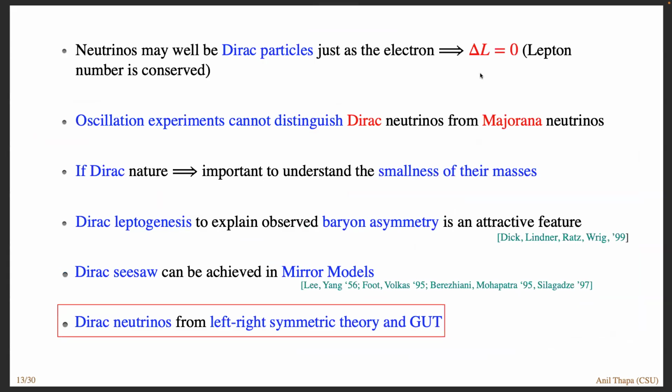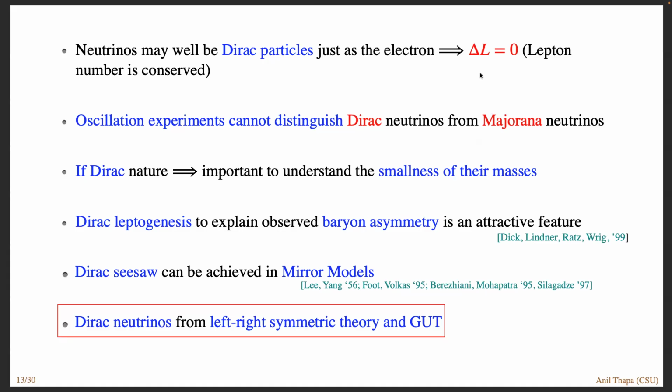The question is, of course, what if neutrinos are Dirac? Whatever I just talked about is not available anymore. Neutrinos may well be Dirac particles, just like electrons. Delta L, lepton number, is conserved. Oscillation experiments cannot distinguish whether neutrinos are Dirac or Majorana. If it's Dirac neutrinos, it is important to understand the smallness of their mass. Why is the neutrino mass so small, again from a theoretical perspective?